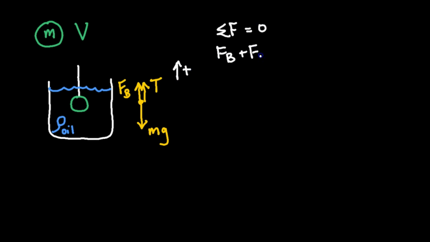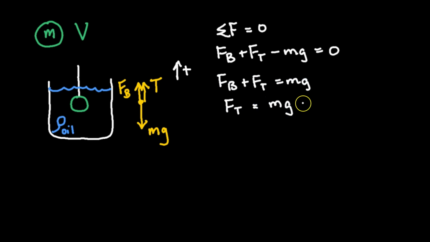I'm going to define up as positive, and we're going to add up all the force in the positive direction minus all the force in the negative direction. So we have the buoyant force plus the tension force minus mg is equal to 0. We're solving for the tension force, so I'm going to add mg on both sides and subtract the buoyant force on both sides, and that gives me the tension force is equal to mg minus Fb.